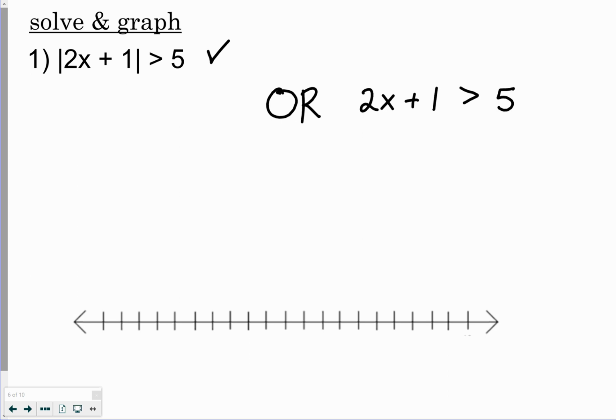Correct, and we put OR, so we're allowed to take off the absolute value, right? Your brain's all over it. I love it. So now we have 2x plus 1.